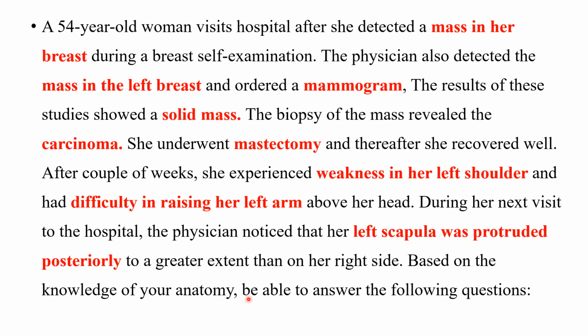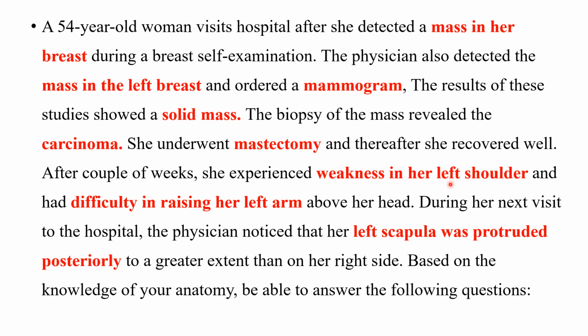Based on the knowledge of anatomy, be able to answer the following questions. This is the condition. So, what are the symptoms? And what are the conditions you are seeing? First, a mass in her breast. Very good. Then a mass in the left breast. Mammogram. Then a solid mass, and it is confirmed as carcinoma. And she underwent mastectomy. Then after that, she was recovering. After some time, 2 weeks, what happened?